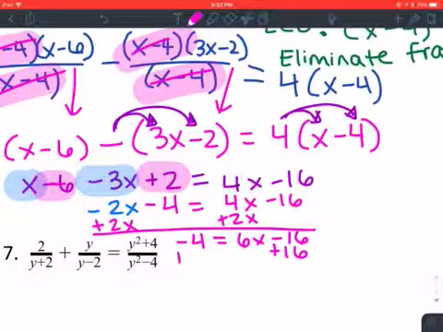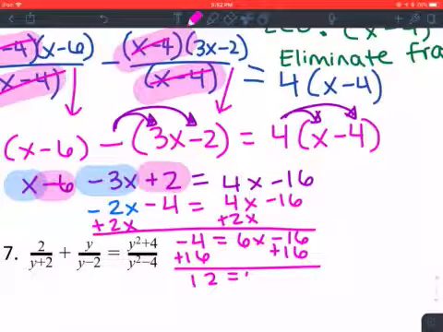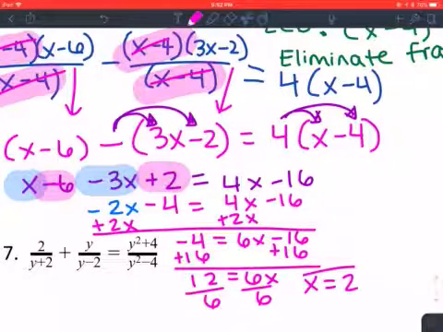Move our 16. 12 equal to 6x, and then divide by 6. So x equals 2.